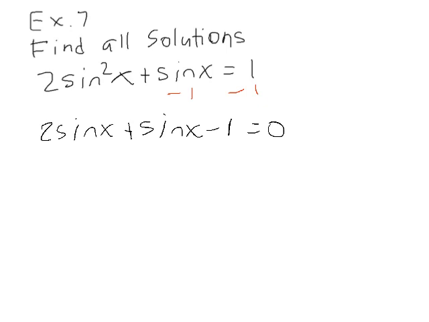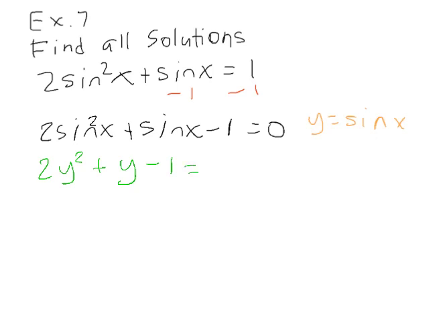And when you look at this, think to yourself, hey, if I just let y equal sine x, what would you end up with? So we're going to take everywhere that was a sine x and let it equal y. That gives us the same problem, different shape. It's going to give us 2y squared plus y minus 1, and that's going to equal 0.